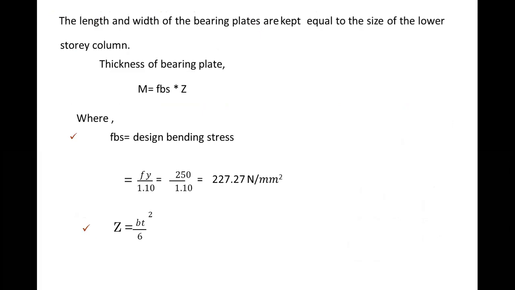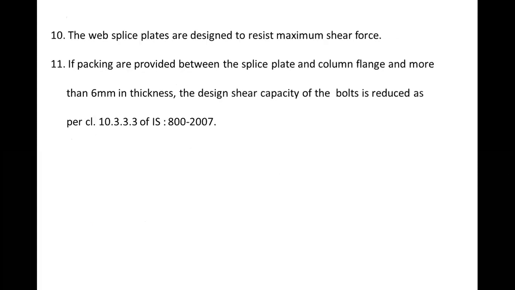So the thickness of the bearing plate, M is equal to FB multiplied by S multiplied by Z. So FBS is equal to the design bending stress, which is equal to Fy by 1.10. Fy generally given is 250 divided by 1.10. So the answer is 227.27 Newton per mm square. Here Z is equal to Bt square divided by 6.